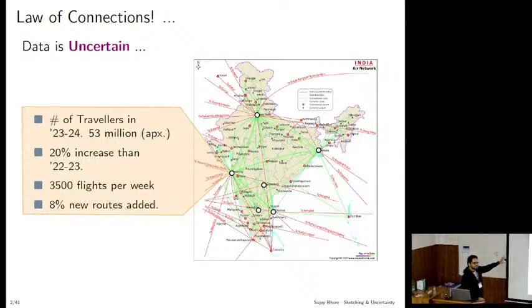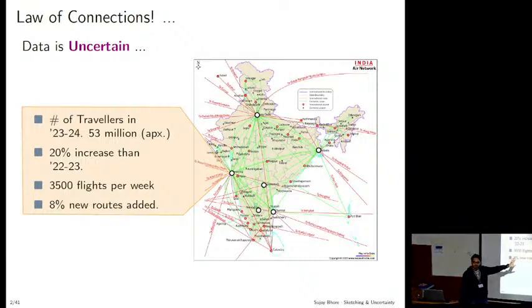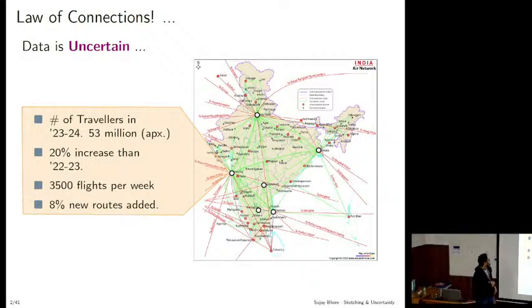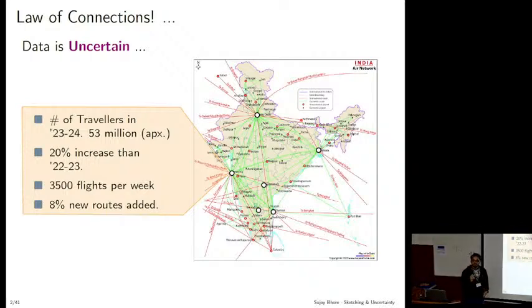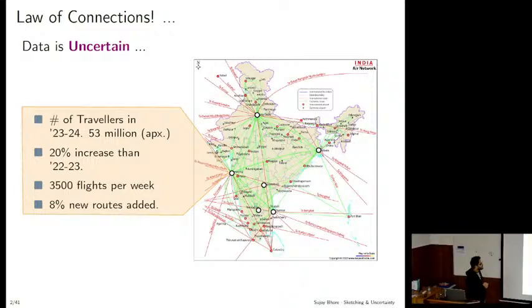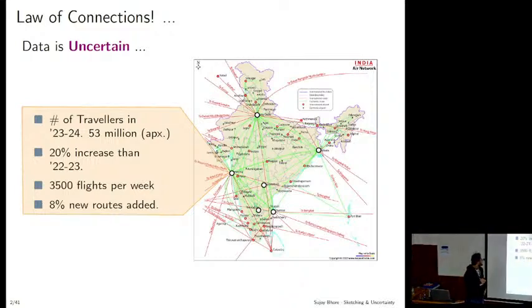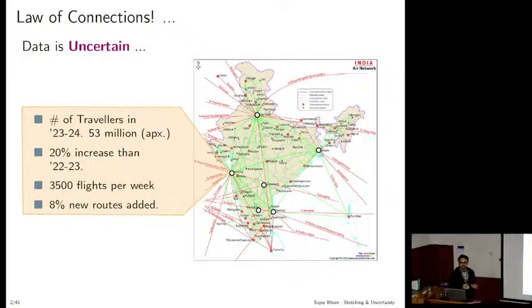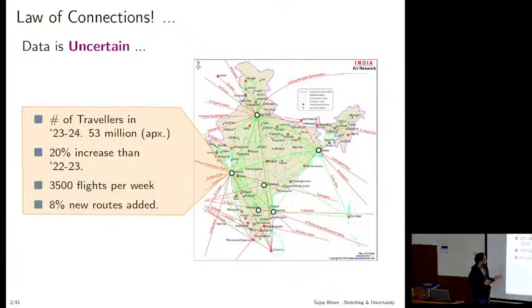If I look at the fine-grained data of Mumbai airport, which I just downloaded a few days back, Mumbai airport alone handled roughly 53 million passengers in 1 year. This is a 20% hike from the last year, 3,500 flights per week, and 8% new routes they have added in the last couple of months. This is a staggering number for me. How do we handle this situation?